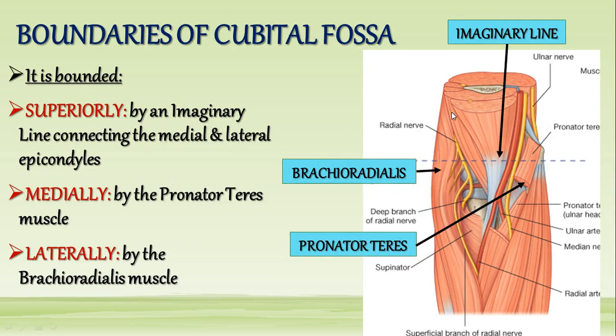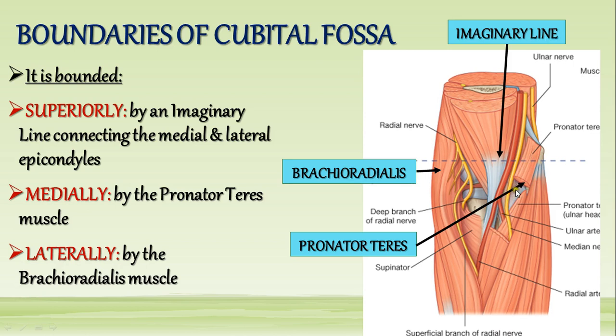Now we will discuss the boundaries of the cubital fossa. As we said, it is a triangular depressed area. It has mainly three boundaries: a superior boundary, a medial wall, and a lateral wall. Superiorly, it is bounded by an imaginary line which connects the medial and the lateral epicondyle of the humerus. Medially, it is bounded by the pronator teres muscle.